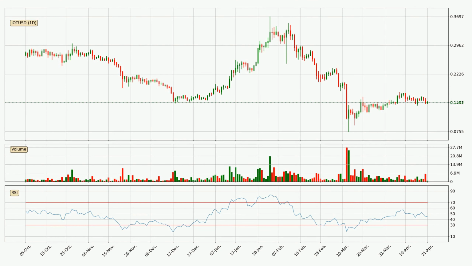Looking at the daily relative strength index, the current daily RSI is at 45, so it doesn't show signs of overbought or oversold conditions at this point.